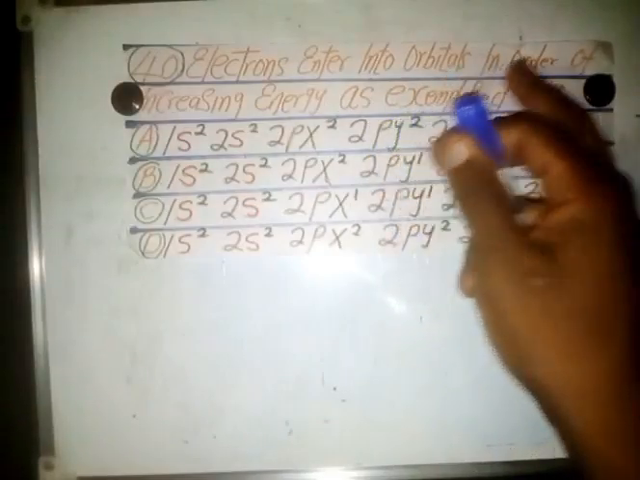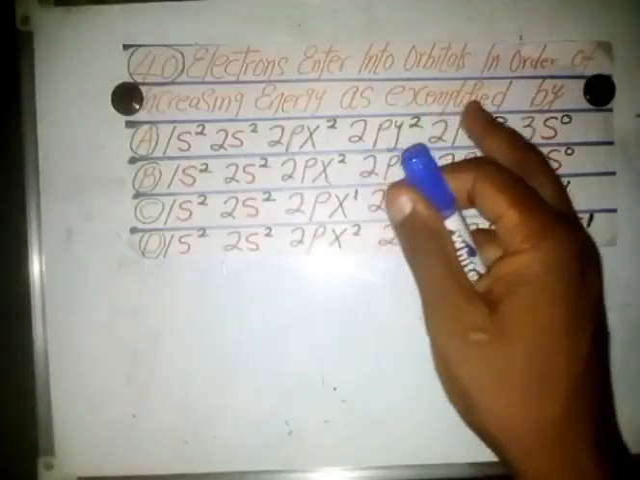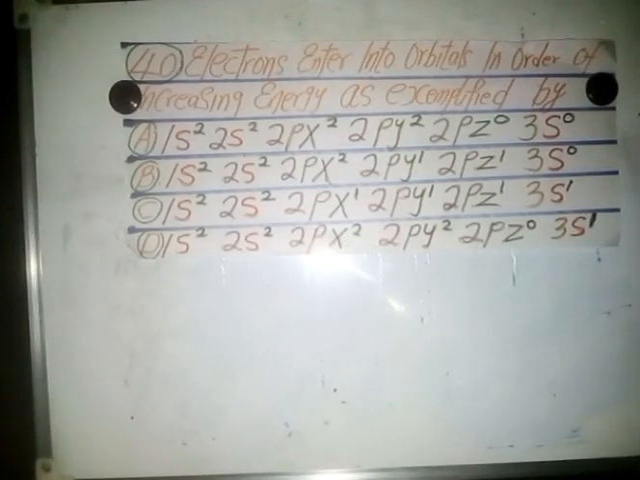Electrons enter into orbitals in order of increasing energy, as exemplified by. So this one is the Aufbau rule, or building up principle, the Aufbau principle. So electrons are fed in order of increasing energy. That means you start from the lower level before you go up. That is 1s, 2s, 2p, like that. When you jump from one to the last, that means you have violated that principle.